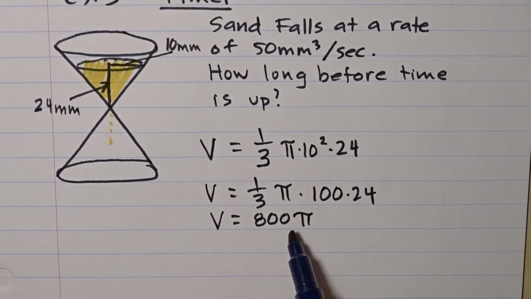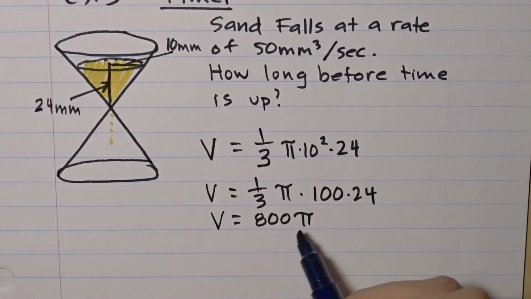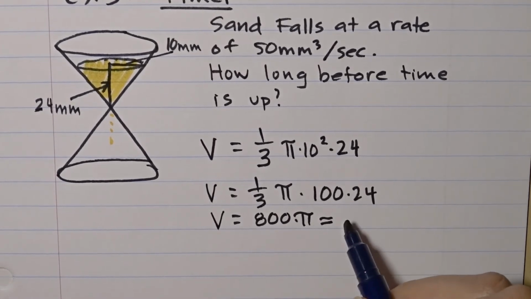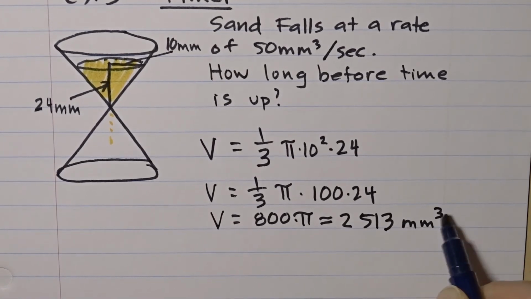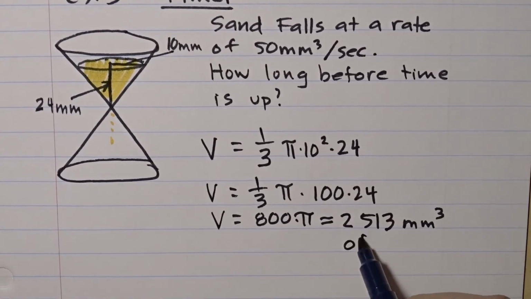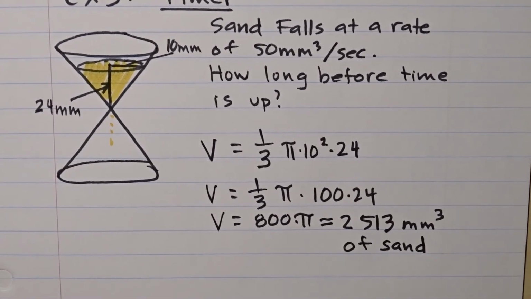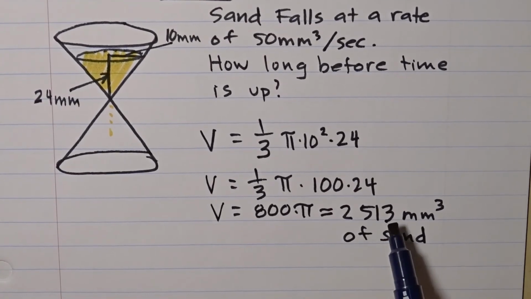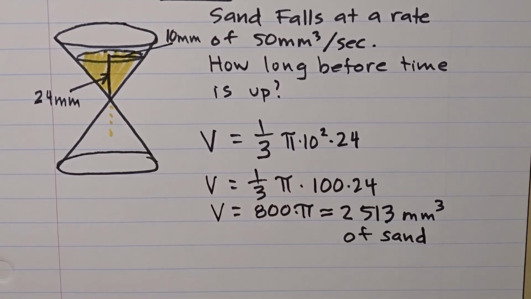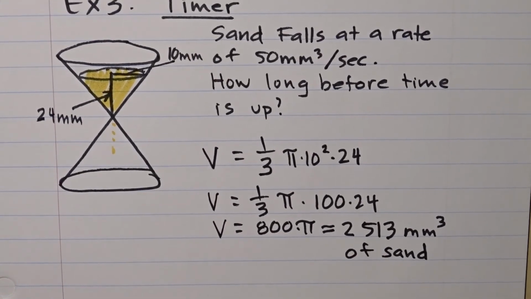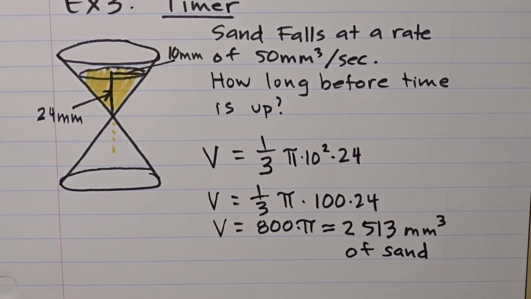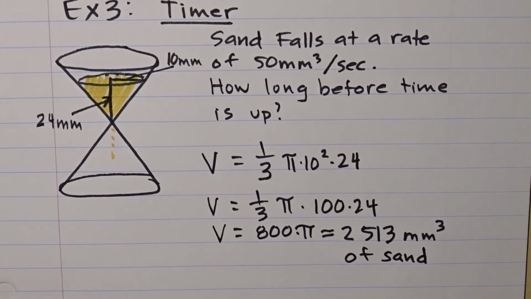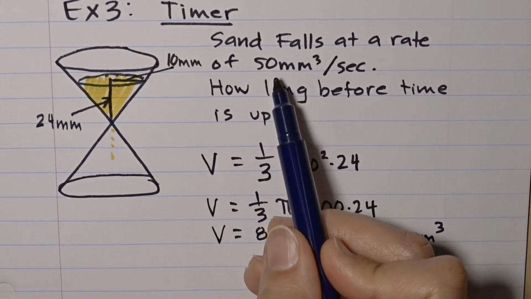And then when we multiply this, you get approximately 2,513 millimeters cubed of sand. Okay, so that's how much sand has to trickle down into the other reservoir for the time to be up. So how fast is this happening? So we got 50 millimeters per second.